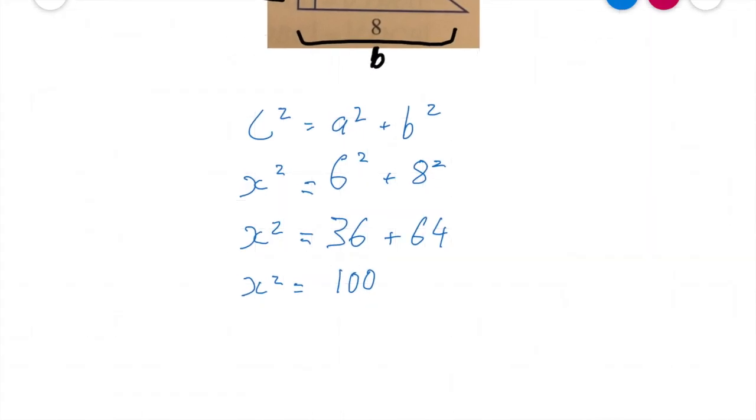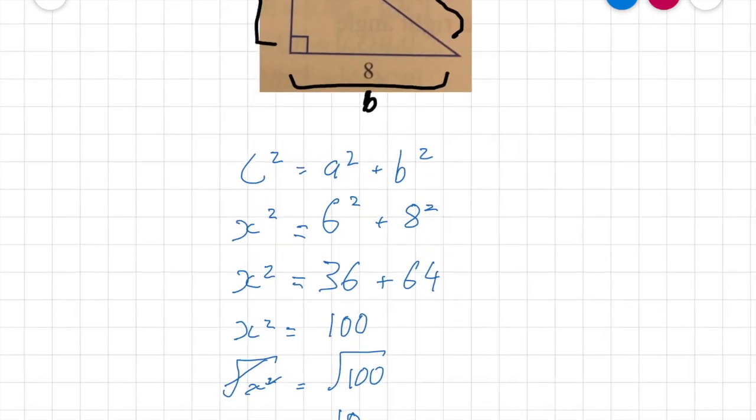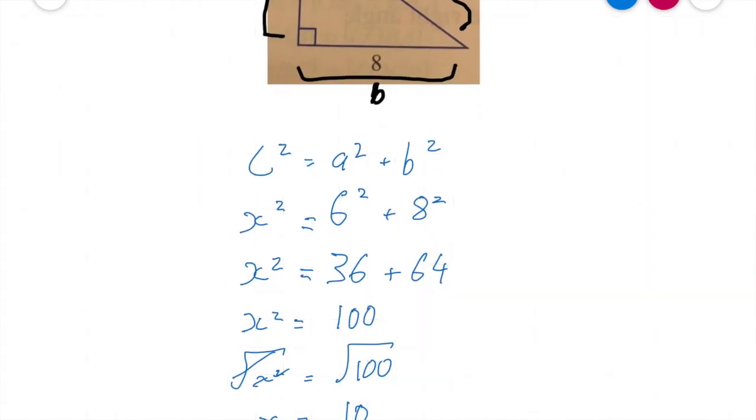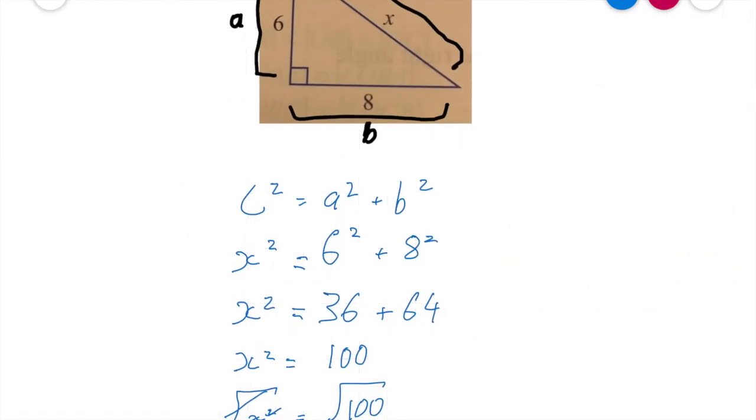Now, x squared equals 100. I want to find out what x is by itself. So what's the opposite of x squared? It's a square root. So I need to square root each side. And the square root and the squared cancel out. So that leaves me with x on the left-hand side. And square root of 100, well, you can put that into your calculator if you want. But the answer is 10. So I know the length of the long side of my triangle, up at the top here, is going to be 10.